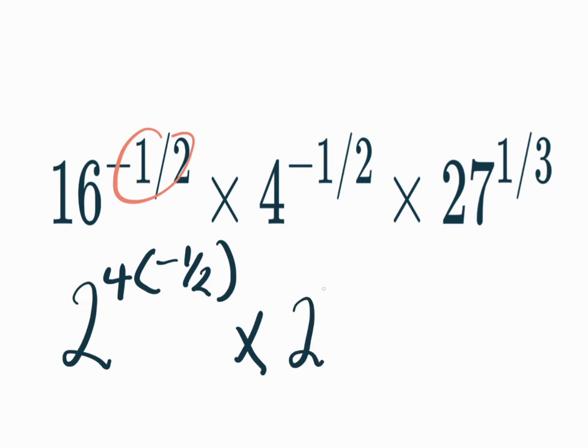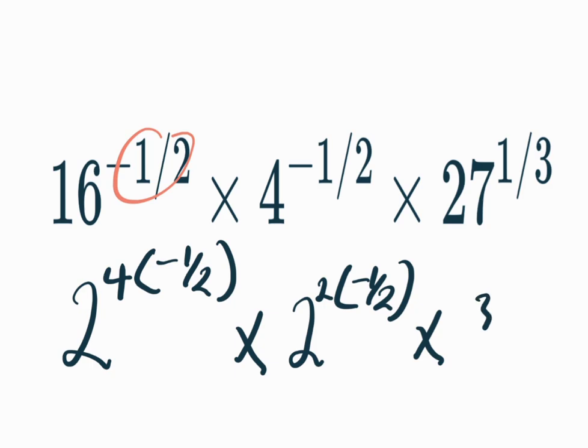4. So we have a new power, which is 2 also. There's going to be a bracket also, and it's going to multiply the existing power, which is minus 1 over 2. Close the bracket. So times, we have 27. 3 to the power of 3 is 27.